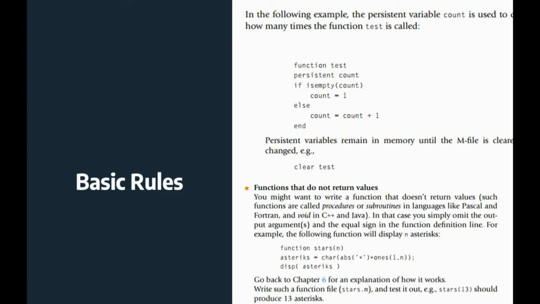Now we have here an example of a persistent variable called count. We use it to count how many times the function test is called. So now you start by identifying function test. Now you have persistent count. If isempty of count, then count equals 1. Else count equals count plus 1, then you end. In this case, persistent variables remain in memory until the M file is cleared or changed, using clear test. Let's try together this persistent variable.